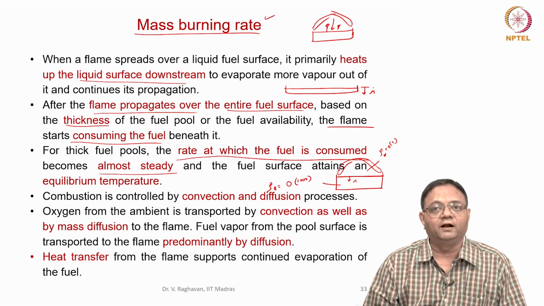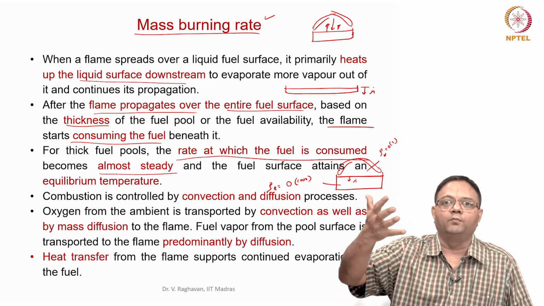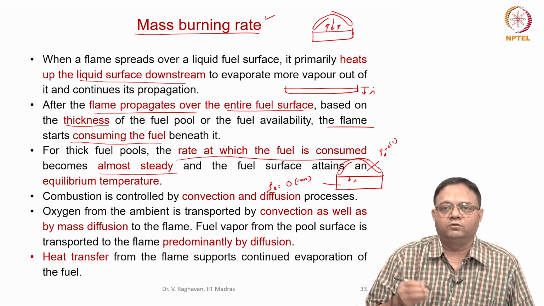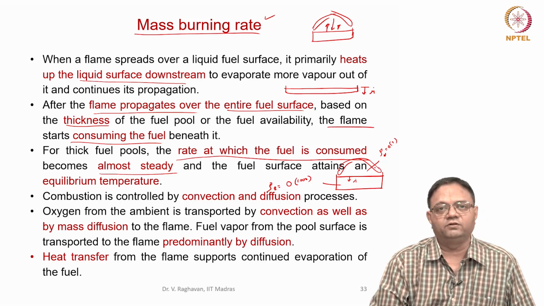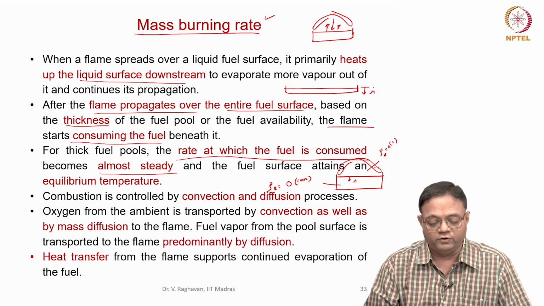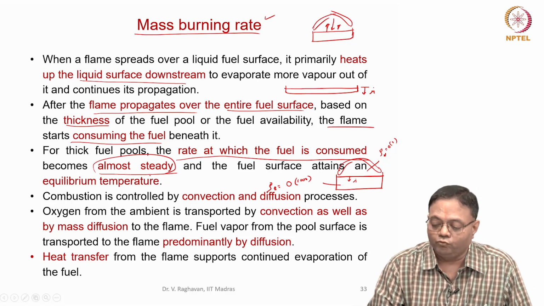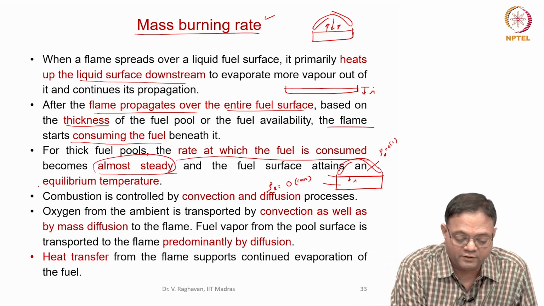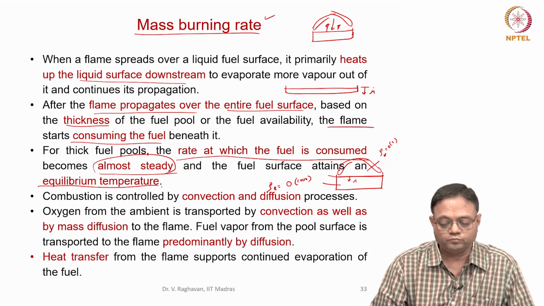So, we can see that a lot of mass is there in the liquid phase. So, slowly it has to evaporate and come out and burn in the gas phase. So, that is why, when the flame is established over this, if there is no change in the flame anchoring positions and the standoffs, then the burning will be almost steady, and also the surface reaches a temperature which is constant, called equilibrium temperature. We have already seen that.